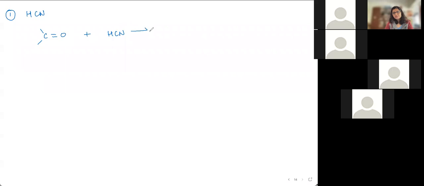Okay, so first thing is, what is the intermediate that will be formed? For the intermediate, these two will remain the same. This will become O minus. What is the nucleophile? What will be added to carbon here? CN. CN, yes. So HCN basically splits into H plus and CN minus. Okay. So this is your intermediate, and the H plus will get added to form your final product.